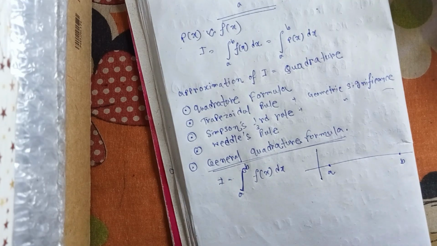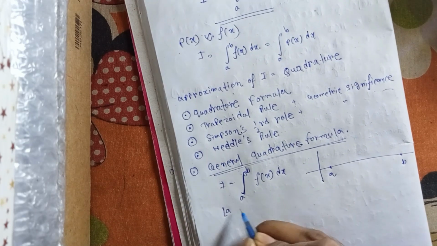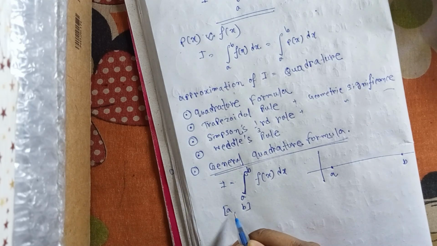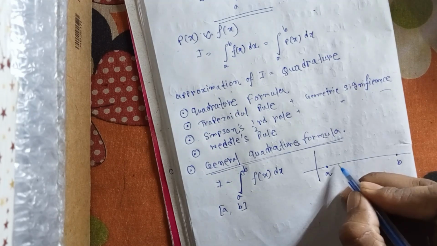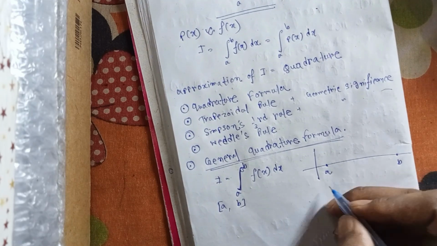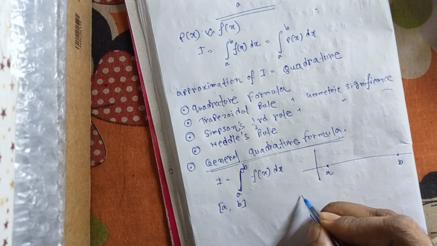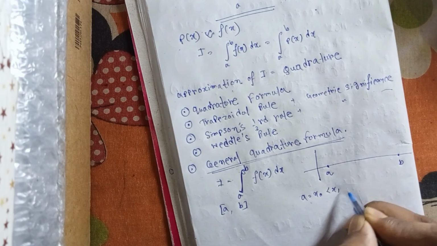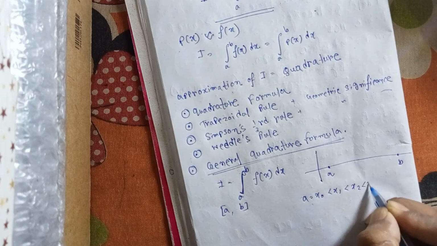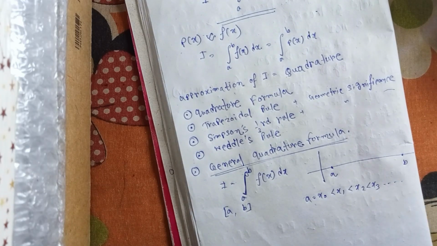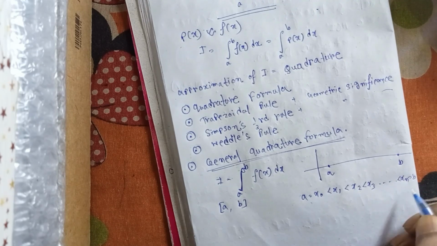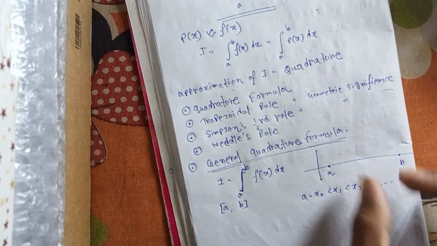From a to b, this is the interval, and in this interval we have lots of points like x0, x1, x2. So a equals x0, and then x1, then x2, then x3. In this way at last we have xn, which is equal to b. These are the x-axis points.